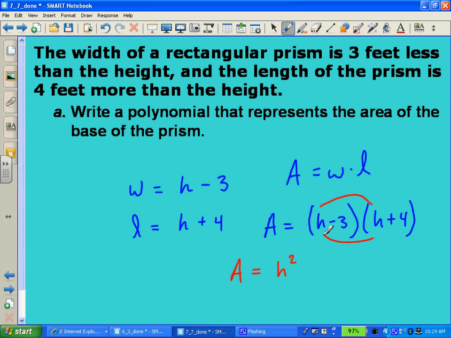First is h times h, which is h squared. Outside is 4 times h, so 4h. Inside, negative 3 times h, so negative 3h. And last, negative 3 times 4 is negative 12. Then I can combine my middle terms. 4h minus 3h is 1h. So I have h squared plus h minus 12 for the area of the base of the prism.